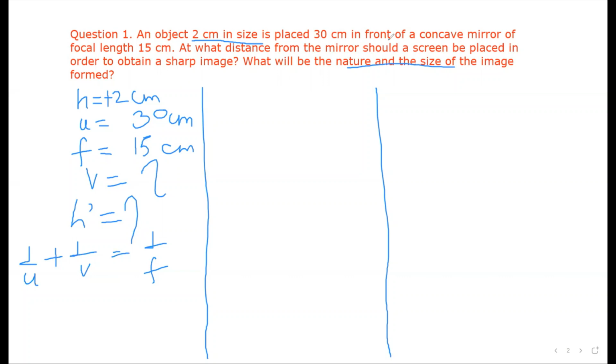30 centimeter in front of concave mirror means u is 30. Always where we keep the object, we keep on the left hand side. So u is minus 30 centimeter, because we have kept our object on the left side of the concave mirror.